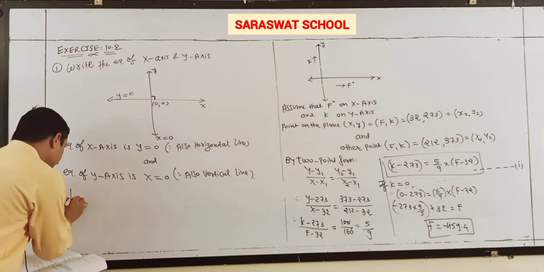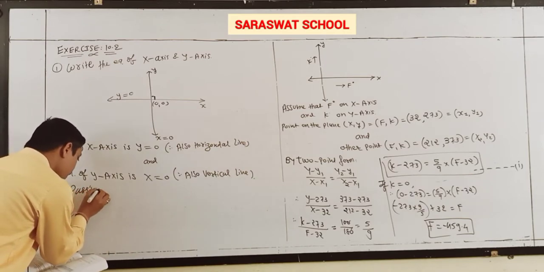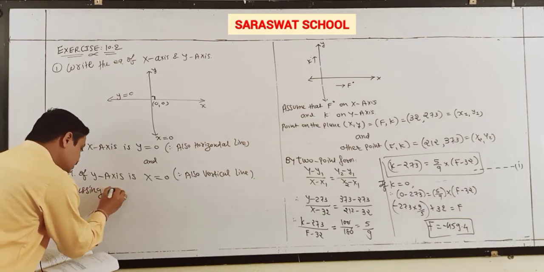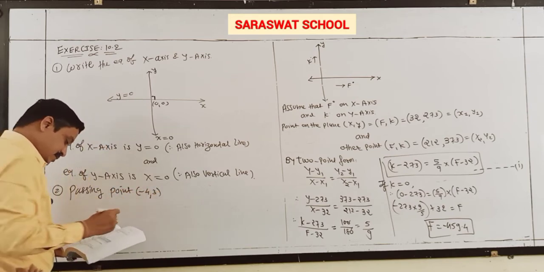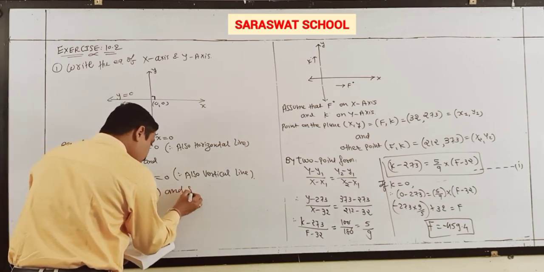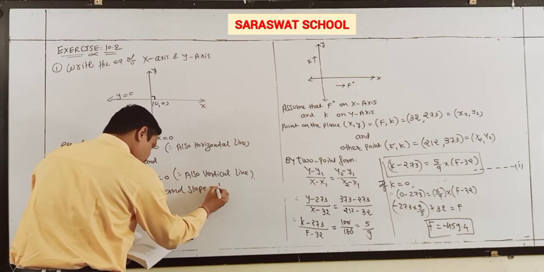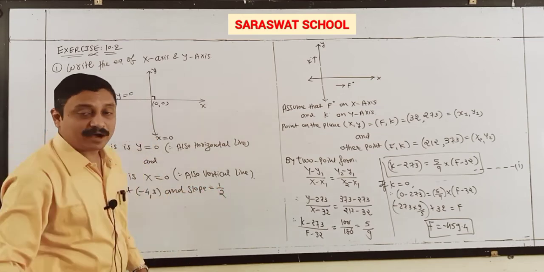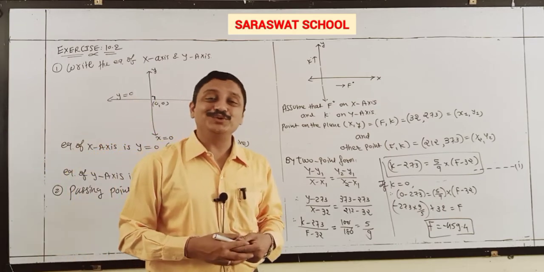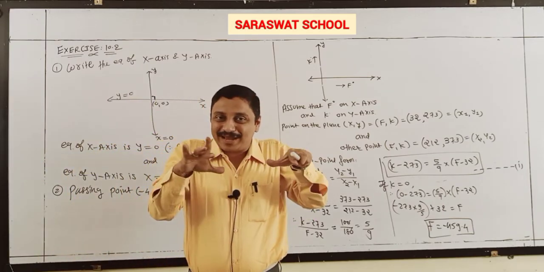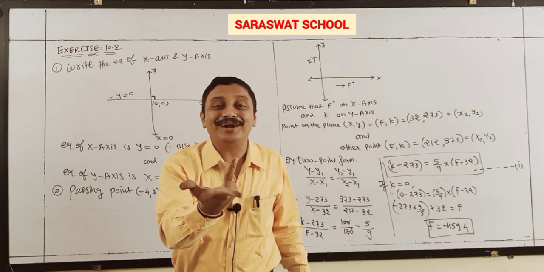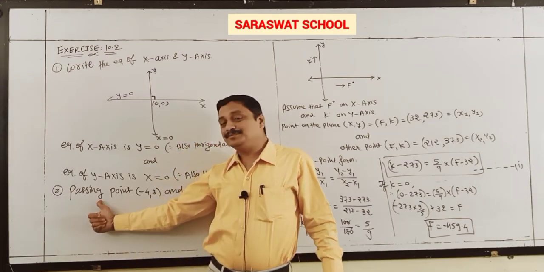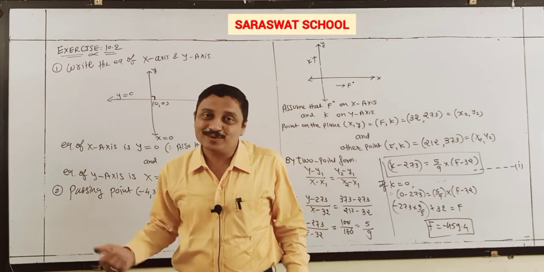Passing through, given that minus 4, 3 is the passing point and the slope, which is half. So the slope is half, passing through is known. It means which of the 6 forms is used here? Yes, slope point, point slope. One of the points is known, and the slope is known.